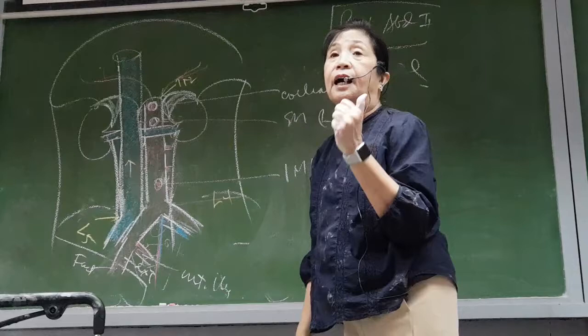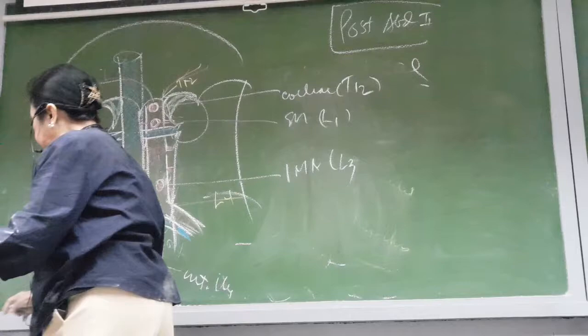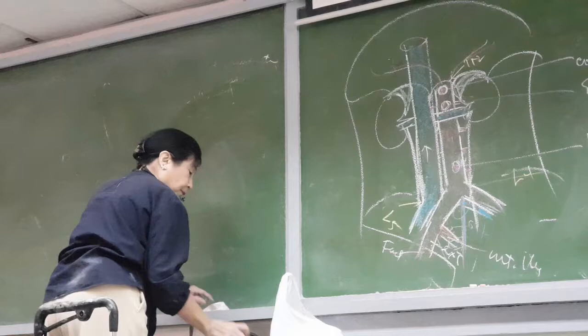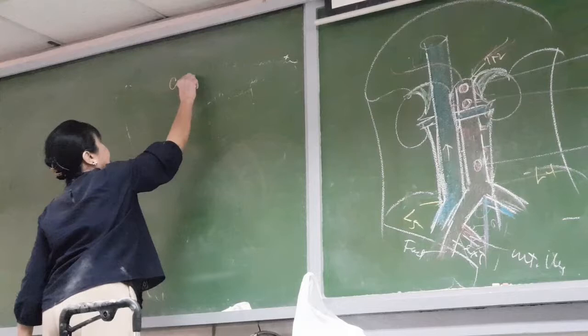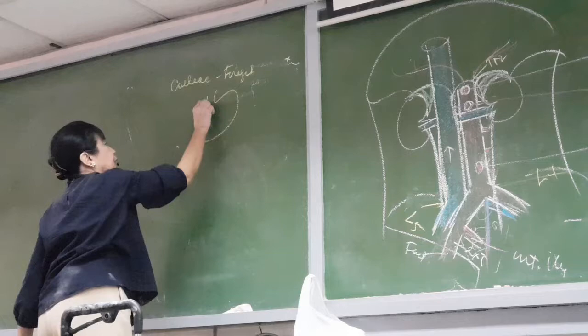So the celiac will supply the foregut. So what is the foregut? Celiac supplies the foregut. And the foregut will be the esophagus, stomach, and half of the duodenum. Foregut, that's the celiac. Okay?